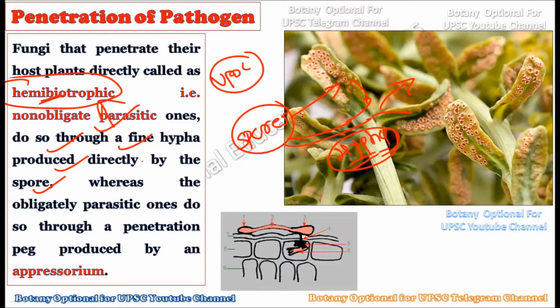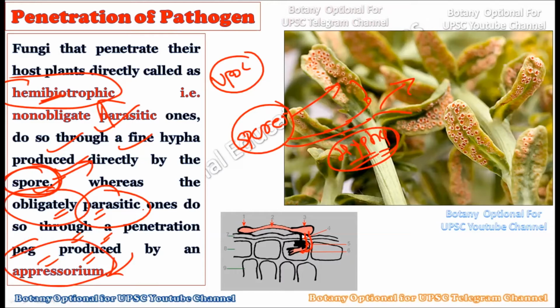Okay, then there is another kind of fungi such as the obligate parasitic ones. Okay, they do so through the penetration peg produced through the appressorium, and you know we have talked about the appressorium in the last video lecture. This appressorium will create the fine fungal hypha, and this appressorium will break open the cell wall of the host plant and enter within the plant body. So basically, depending upon which type of fungi is involved, we have two types of fungi here. The very first is the non-obligate parasitic type of fungi, and the second is the obligately parasitic type of fungi. Okay, in the one, the spores are involved, while in the other, the appressorium structure is involved.